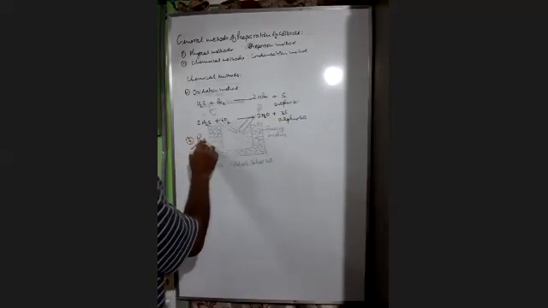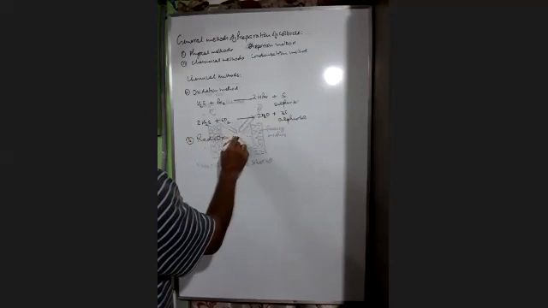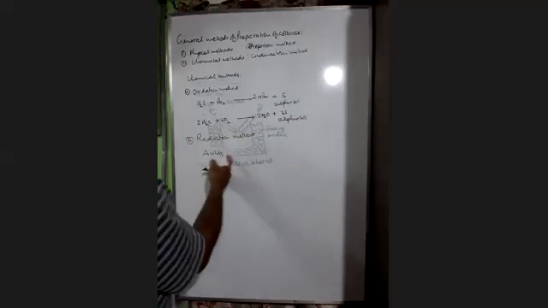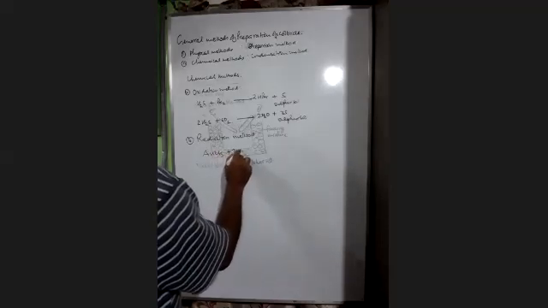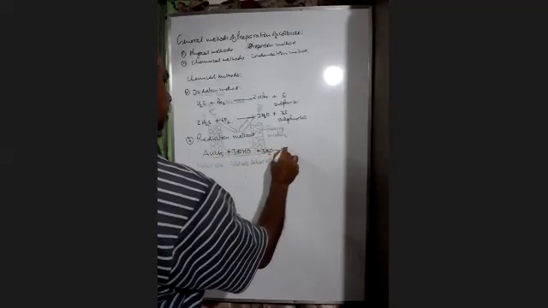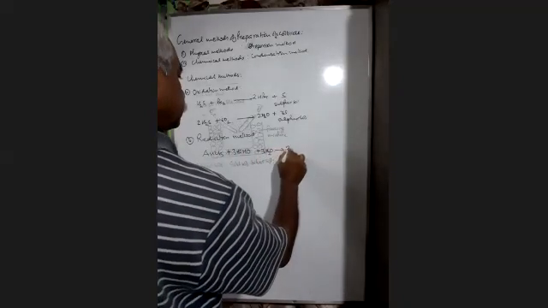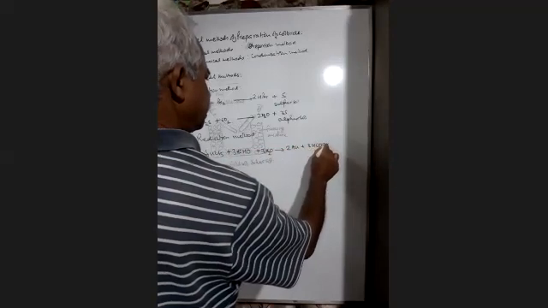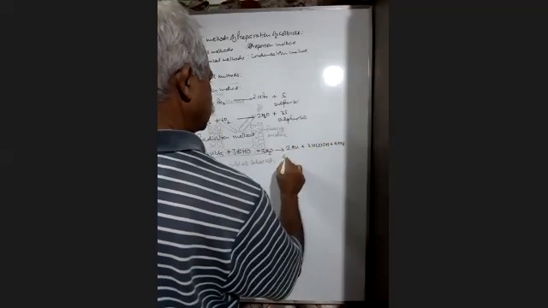Then by reduction. In the reduction method, we prepare gold sol. Say I have taken here gold chloride. Gold has two valencies, +1 and +3. +3 is more stable. We call it gold chloride or auric chloride. And this is being reduced by formaldehyde. When we go to the organic chapter, you will find formaldehyde is a strong reducing agent. So this will reduce into gold. You get here formic acid and you get here HCl.